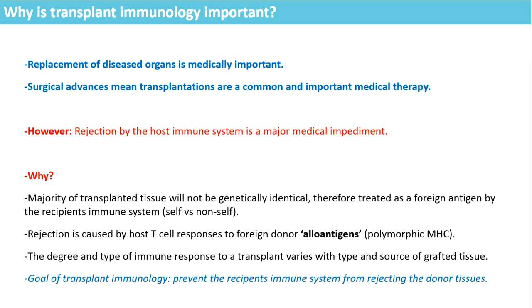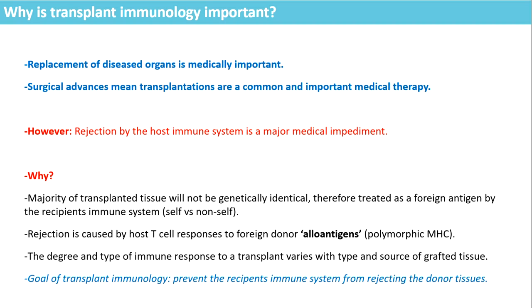So first of all, if we look at transplant immunology, why is transplant immunology so important? Well, we know that in today's medicine, we have this great need to be able to replace diseased organs, and obviously we've had surgical advances that have enabled us to do so, and that's quite commonplace, an important part of medical therapy. But we're still faced with this major problem, which is rejection from the host immune system. So if you think of that in terms of an adaptive immune response, that's quite an impediment to transplantation. So why is that?